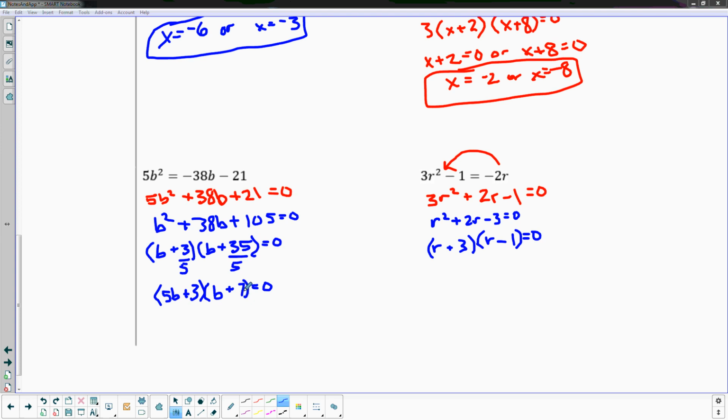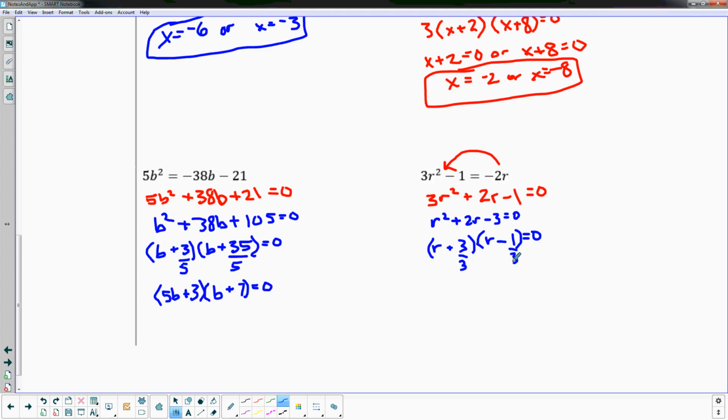The 35 over 5 reduced to 7, and the 3 over 5 didn't reduce, so I kicked that 5 in front of the b. That's the bottoms up part. And the one over here, I did the same thing. I multiplied that. I guess I didn't do that correctly, did I? Or didn't finish it, I should say. So you can see that bottoms up step here.